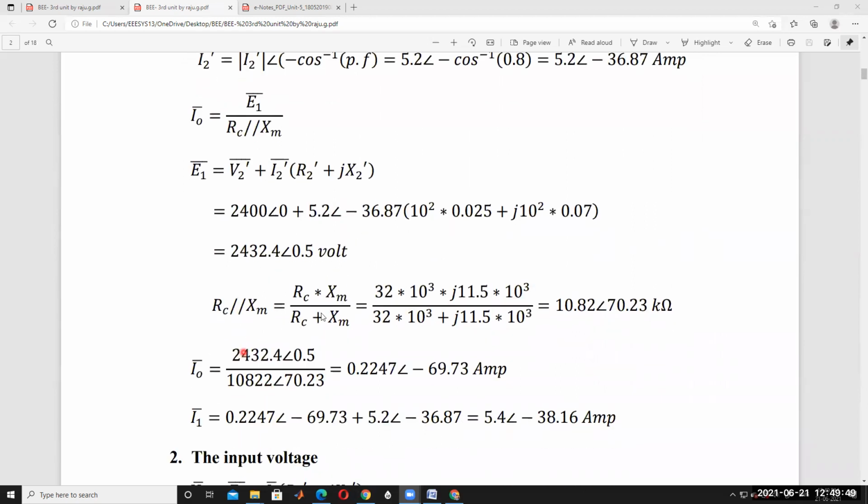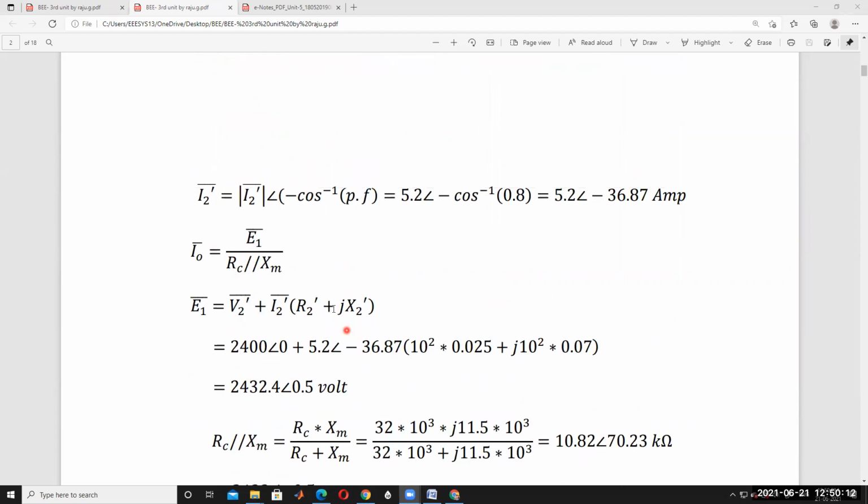Then substitute this RC parallel XM result in the equation I0 is equal to E1 divided by RC parallel with XM, and we will get 0.2247 at an angle of minus 69.7. This is called the no-load power factor angle of the transformer, and this is called the no-load current of the transformer. No load current is very, very small.